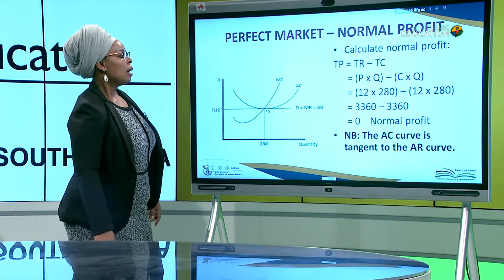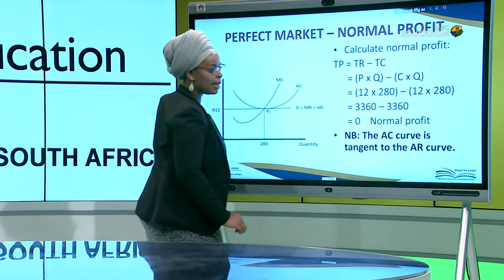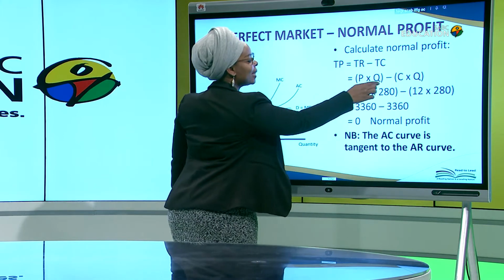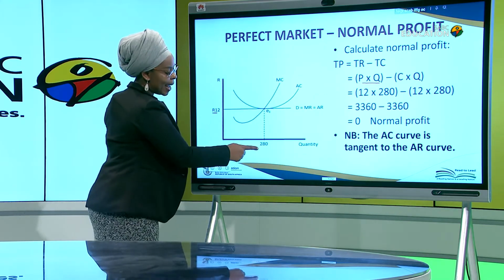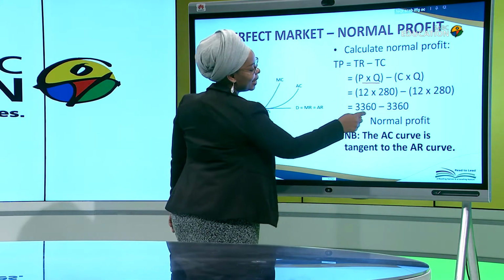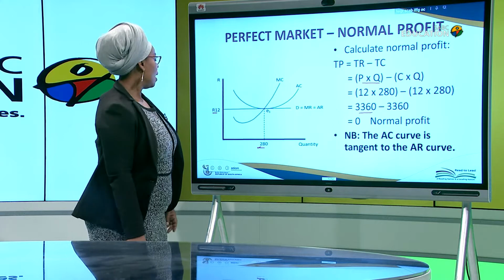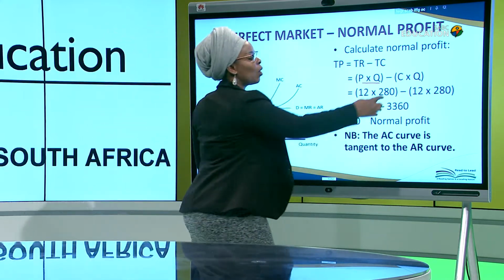Okay. Same formula, TP equals TR minus TC. Let's calculate the total revenue. Price multiplied by quantity. Our price is 12. We multiply it by 280. It gives us 3,360.